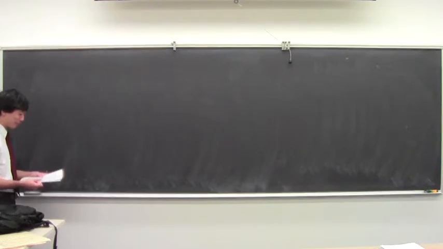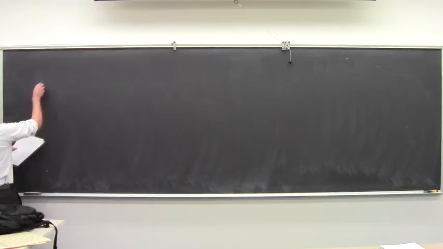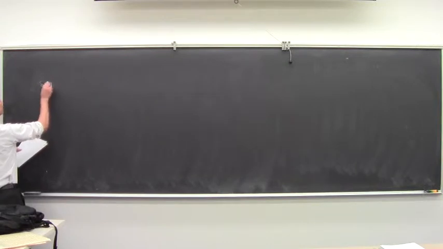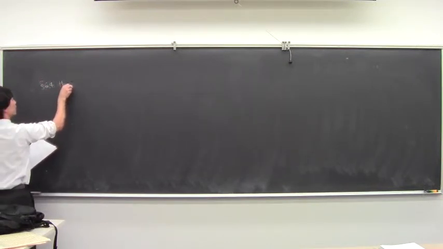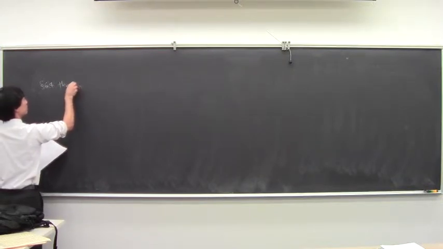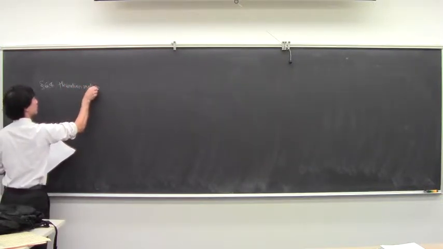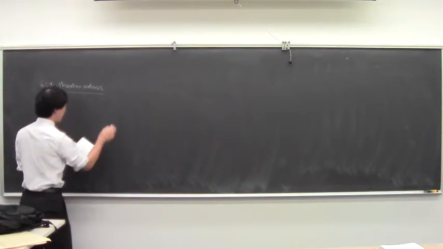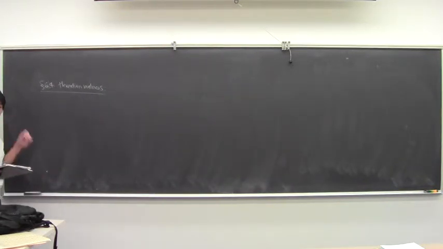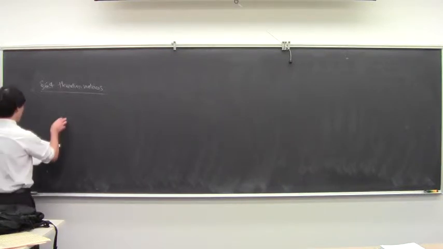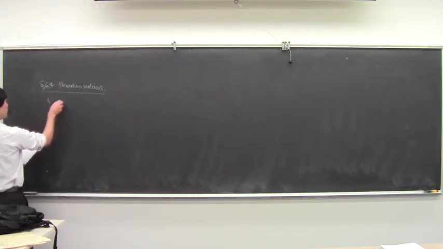Okay, let's go. So 6.4, Hermitian matrices. From here on in, we're actually going to allow our numbers to be complex numbers. So, the complex numbers.